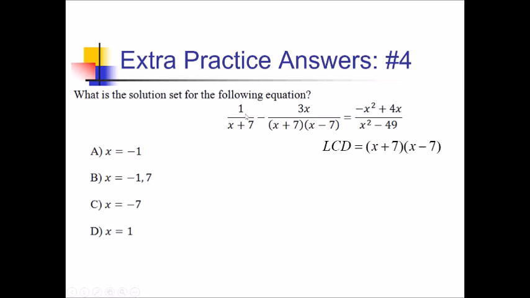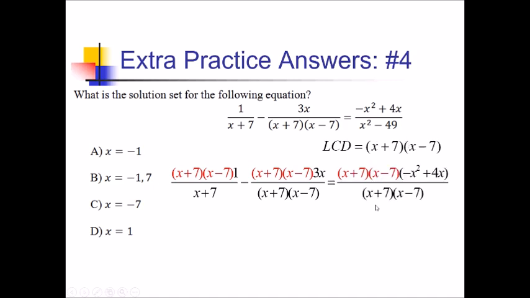So first fraction gets an LCD upstairs, minus, we have a 3x times the LCD over the x plus 7, x minus 7. And finally, we have this negative x squared plus 4x multiplied by my LCD. And I'm actually, while I'm at it, just going to factor x squared minus 49 into x plus 7, x minus 7, just so there's no doubts what I'm really dealing with down there.